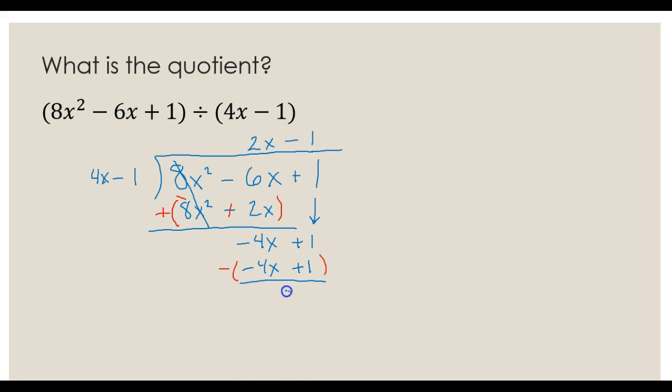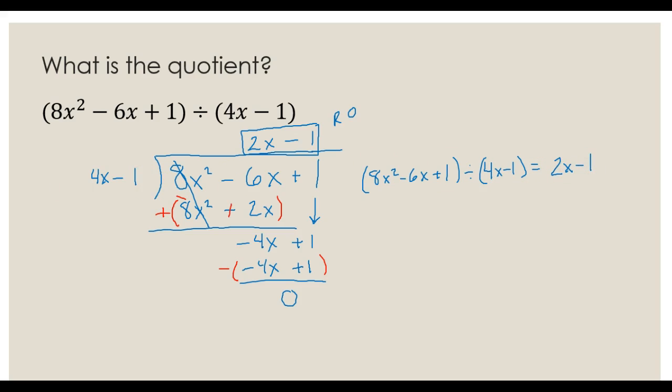So we get 0 here, which is always a very happy day for anyone who's doing long division, because that's our remainder. So you can see our remainder is 0. So the answer then is 2x minus 1. And I just want to point out a couple of things we learn here. Remember that this is a big old long problem. 8x squared minus 6x plus 1 divided by 4x minus 1 equals, so the answer is 2x minus 1.